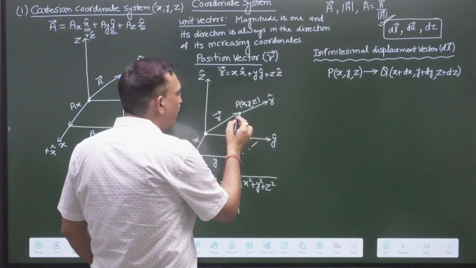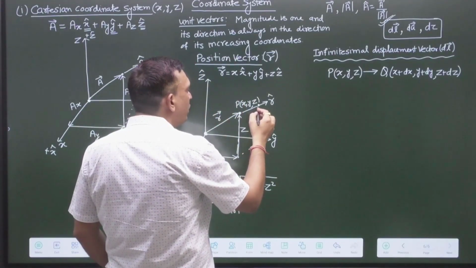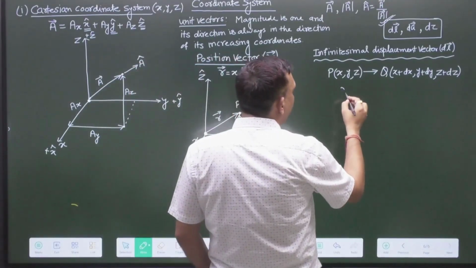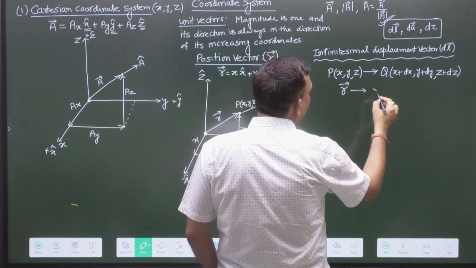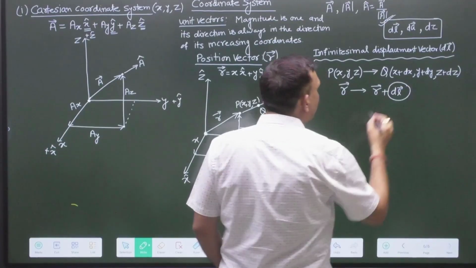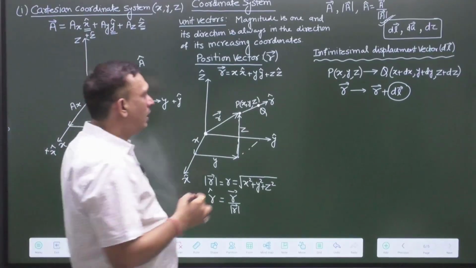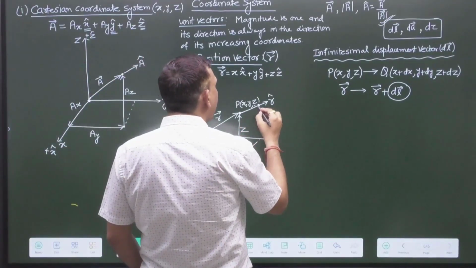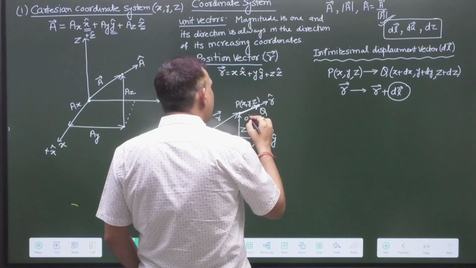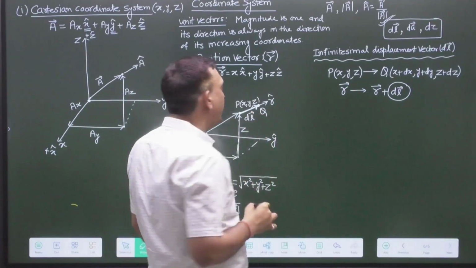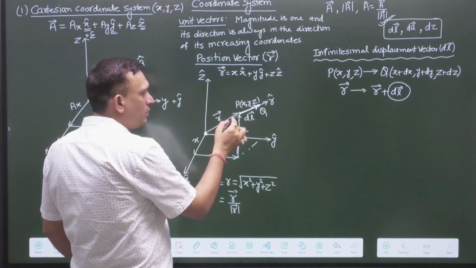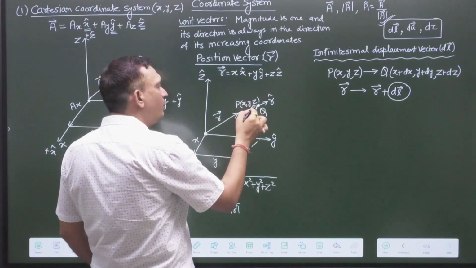So you will move from point P to some point Q here. Let's say this point is Q. So the change in position vector R is R plus dl vector. This is the dl vector. So this is the infinitesimal change along the r cap direction. This is the elemental change, and that change is represented by the dl vector in the r cap direction. So at point P the coordinates are x, y, z. So with dx, dy, dz, you will move to point Q.